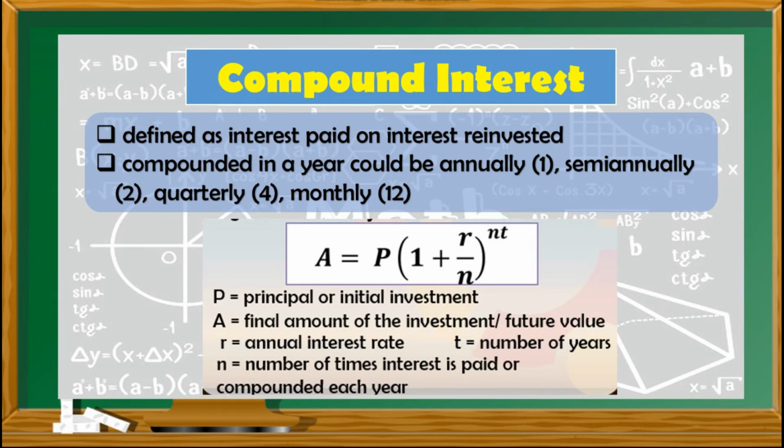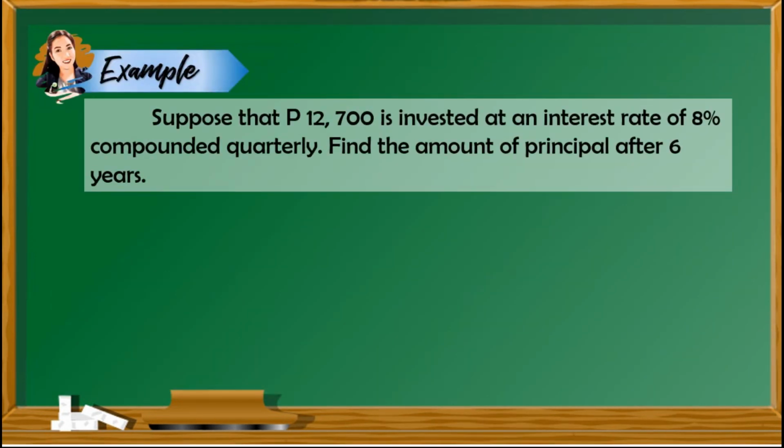Following this formula, let us solve this problem. Suppose that 12,700 is invested at an interest rate of 8% compounded quarterly. Find the amount of principal after 6 years. We have the given values. The principal, which is 12,700. The interest rate is at 8% or 0.08. We have the compounding period. Here, it says quarterly, therefore there are 4 quarters in a year. And then we have the value of t, which is 6 years.